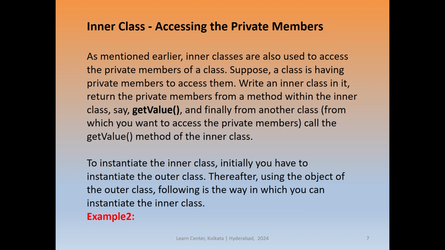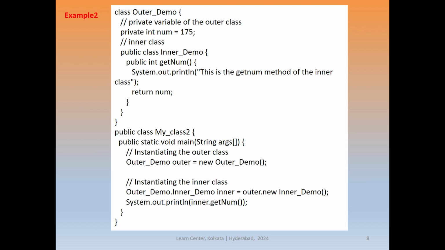Showing you one example. In this example, I have an outer class named Outer_Demo. It has a private data member int num which contains 175. After that, I have an inner class named Inner_Demo. It has a method getNum, whose return type is int, and finally it will return num, which is the private data member of the outer class.